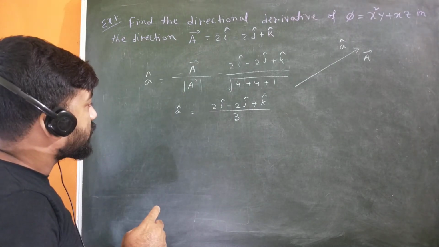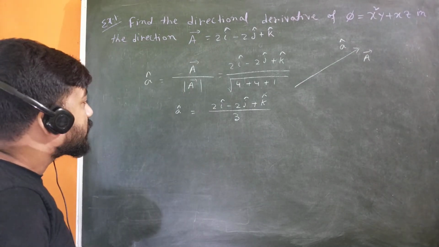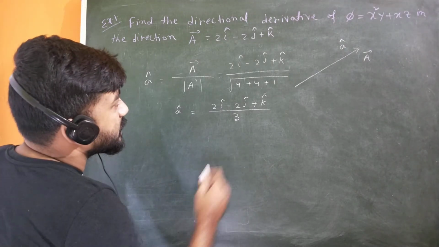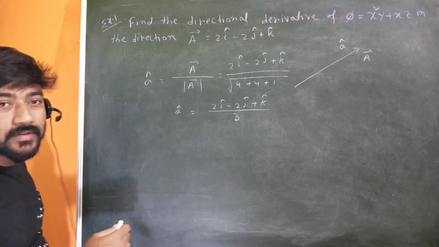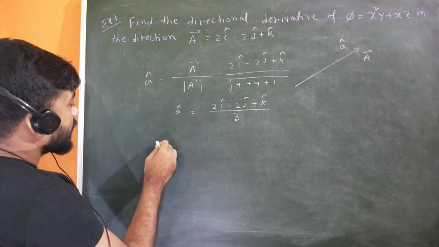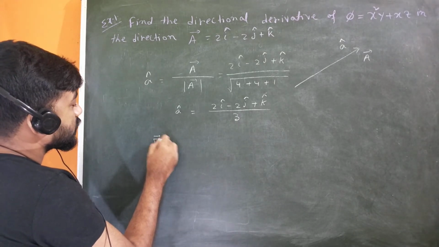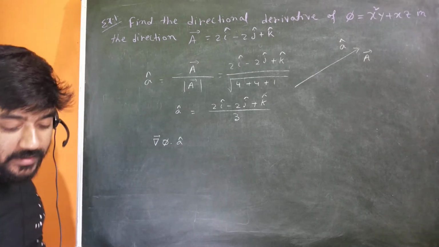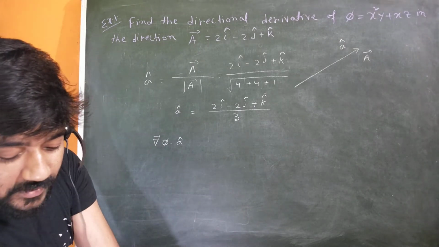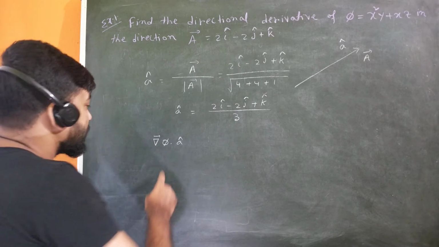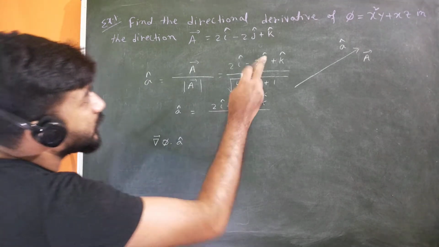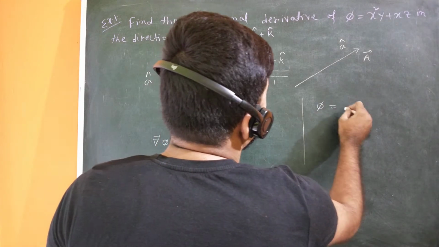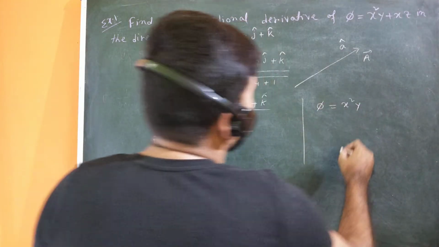And what we have to do is find the directional derivative in this direction. The directional derivative in this direction is defined as grad phi dot a cap. Okay, this is the directional derivative that is defined here, that is grad phi dot a cap. So what is grad phi? We have phi equal to x square y plus xz.